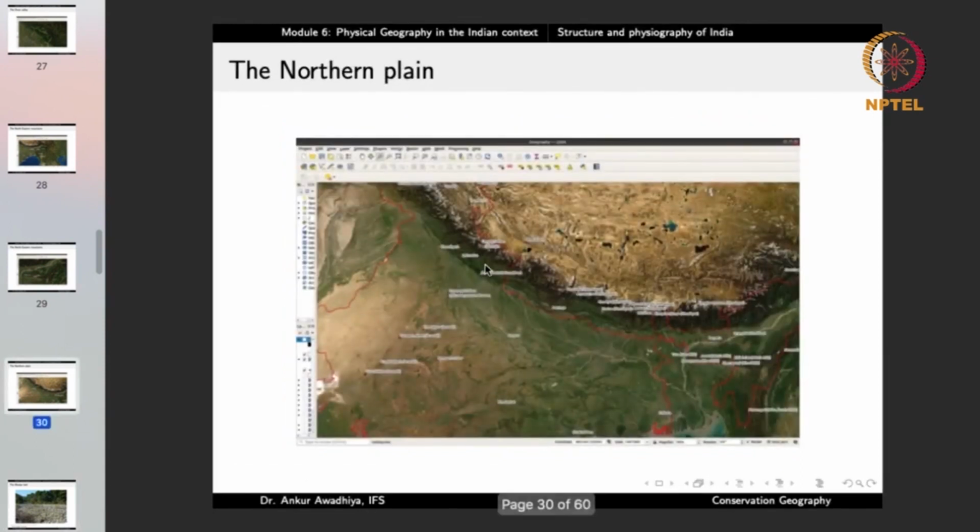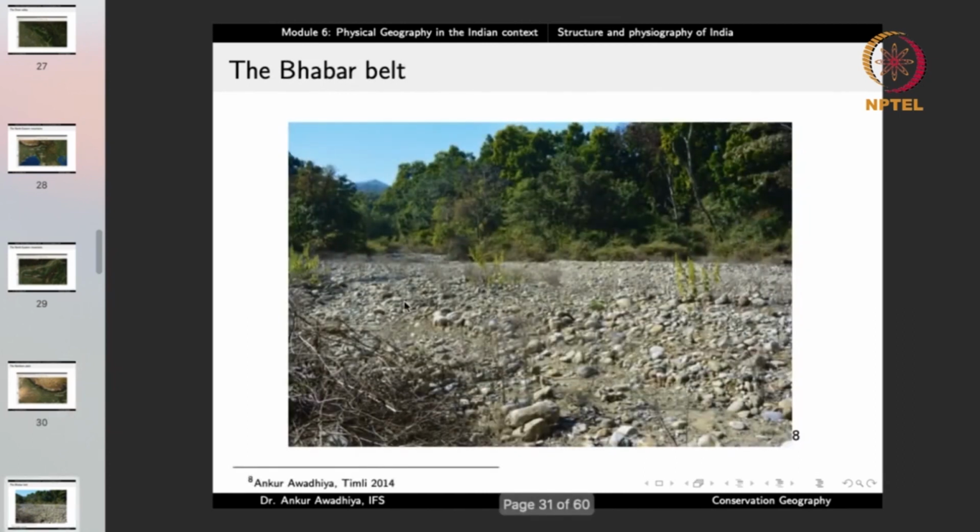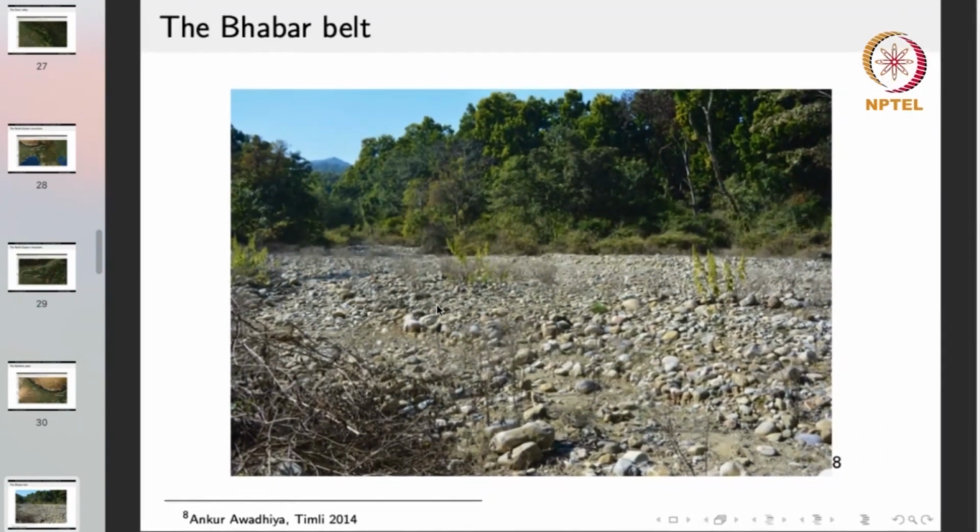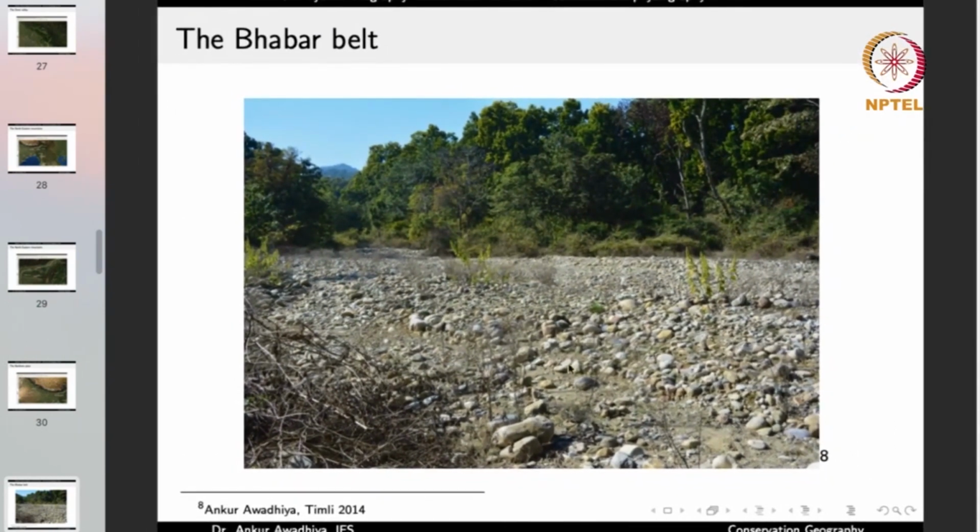Now, the Bhabar belt is the region right next to the Himalayas, in the foothills of the Himalayas. In this region, the rocks or pebbles that have been brought by the river get deposited, and you'll find that the river is flowing and then suddenly it disappears between the rocks. So this region is the Bhabar belt.